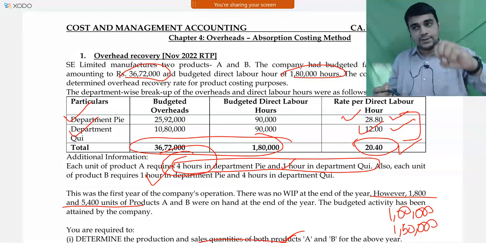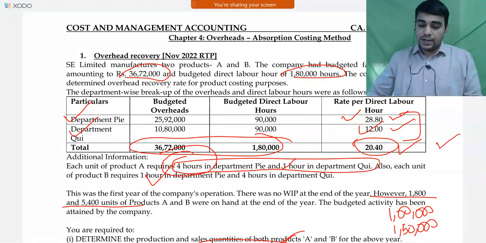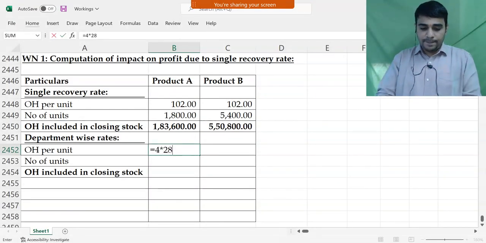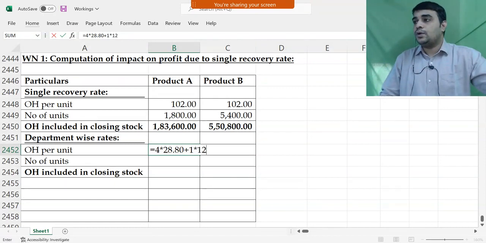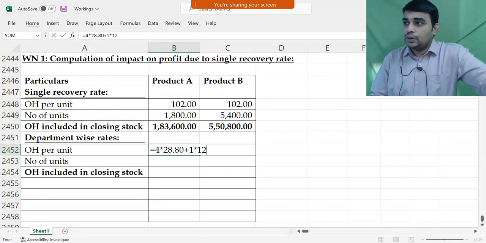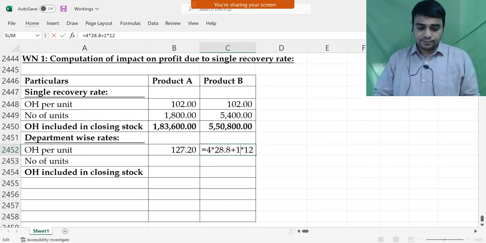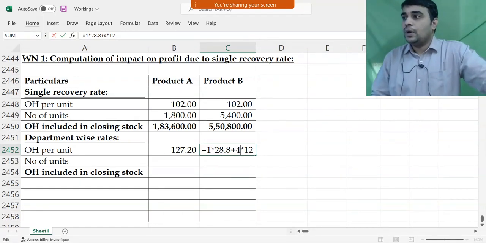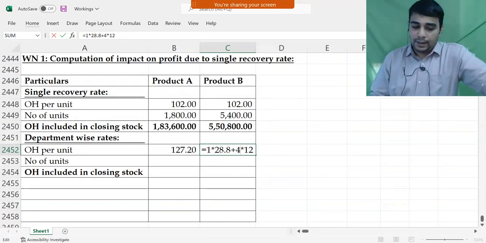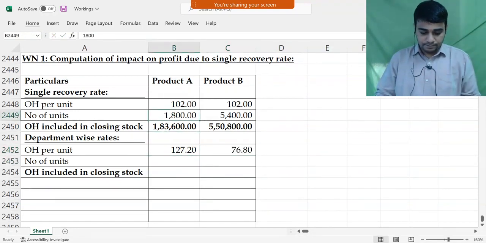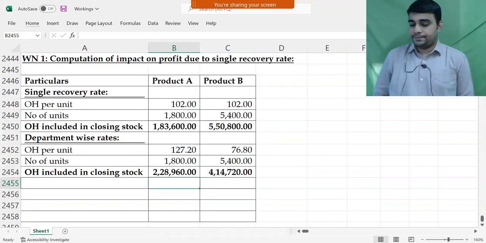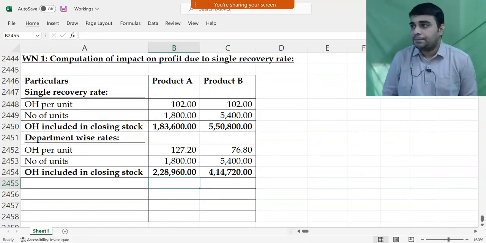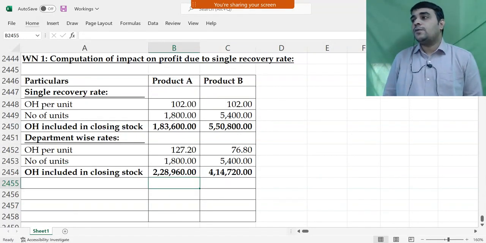Earlier, we clubbed the number of hours together and followed a single rate of 20.4. So if you go with department wise rate, it is 4 into 28.8 plus 1 into 12, and for the other product it is 1 into 28.8 plus 4 into 12. This is the ideal way of doing the valuation. Separate rate for department P, separate rate for department Q. The company wanted to follow a single rate.